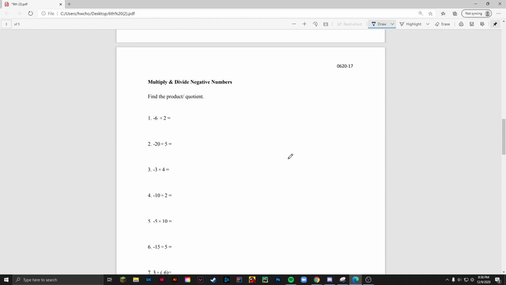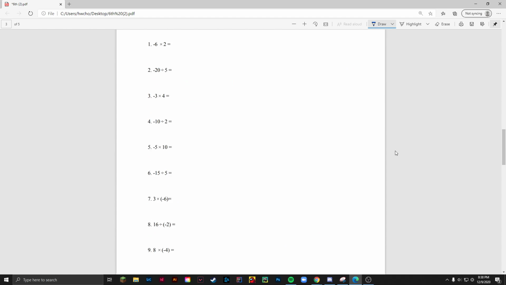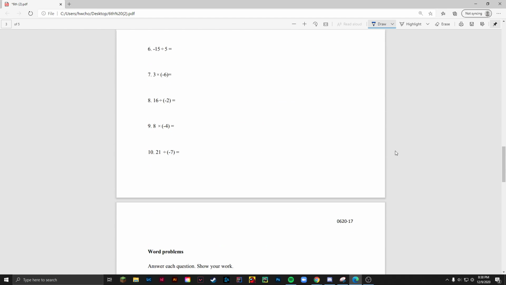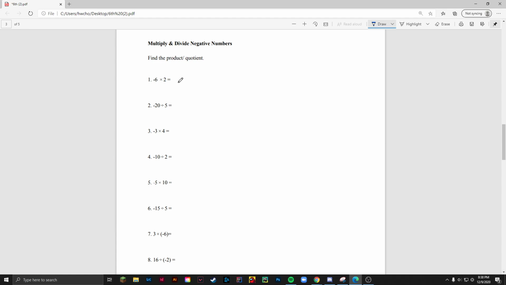Okay, cool. And page 3, multiplying and dividing negative numbers. Alright, this is my bad. Find the product and the quotient. The rule is if one is negative, it's always negative. If two are negative, it's always positive. If none of them are negative, it's always positive. Check here. There's one negative here. 6 times 2 is 12, and since there's only one negative sign, we put a negative.